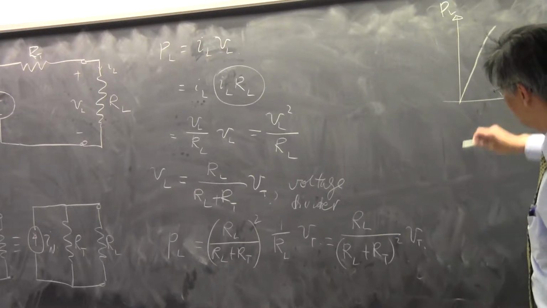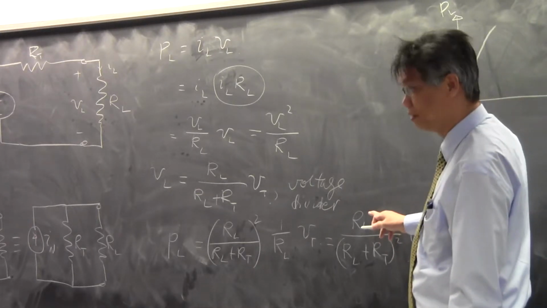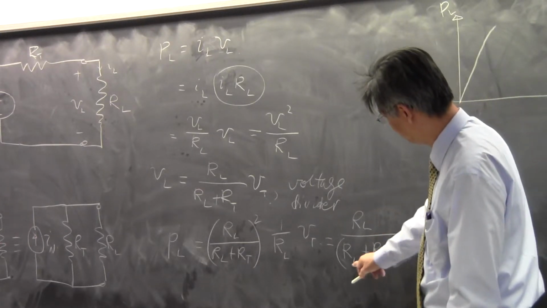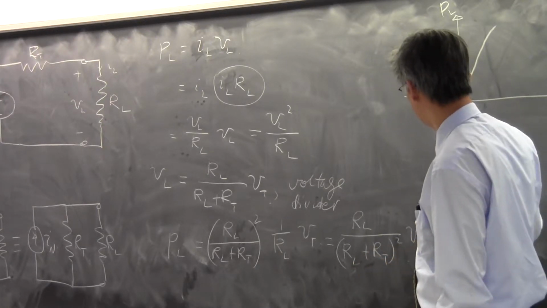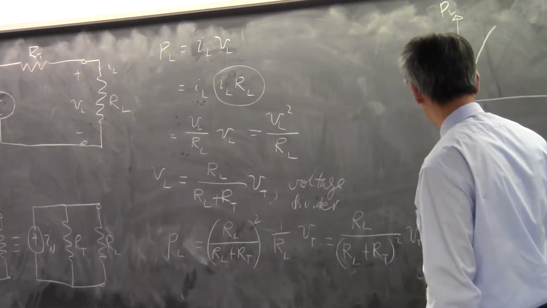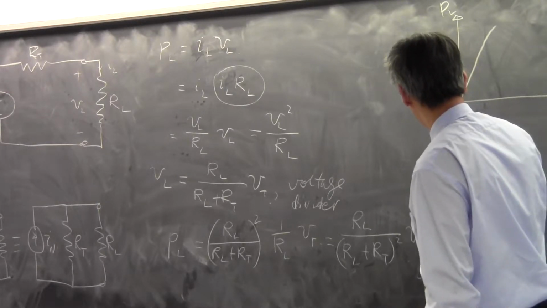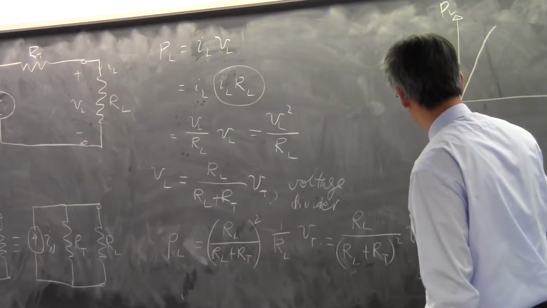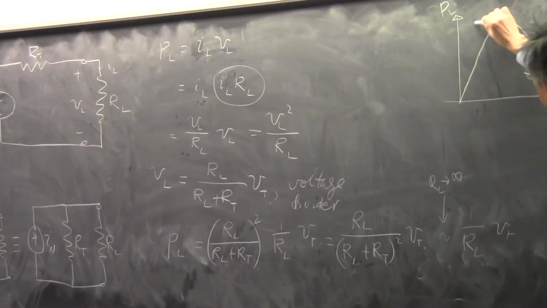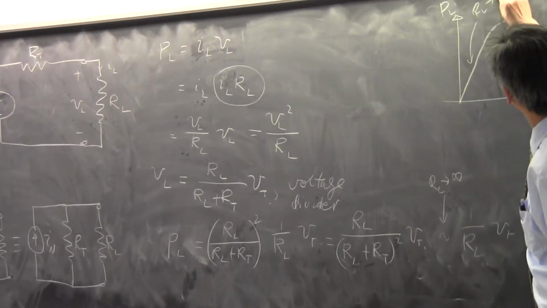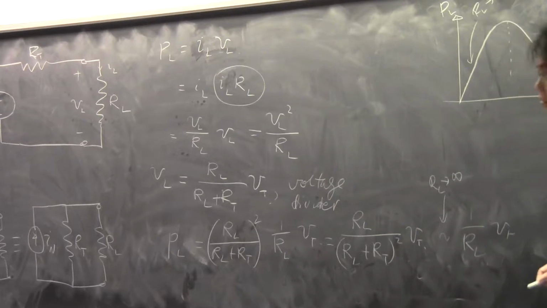But if you make R load too large, much larger than R Thevenin, this is proportional to 1 over R load times V Thevenin. If I make R load very, very large, tending to infinity, eventually it has to come down. This is when R load is very large, and this is when R load is very small. So the correct answer is somewhere there.